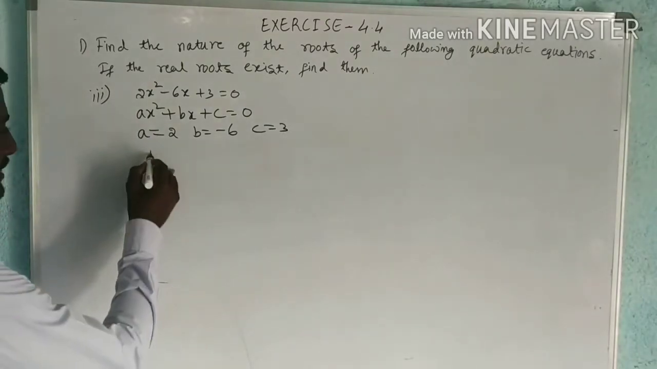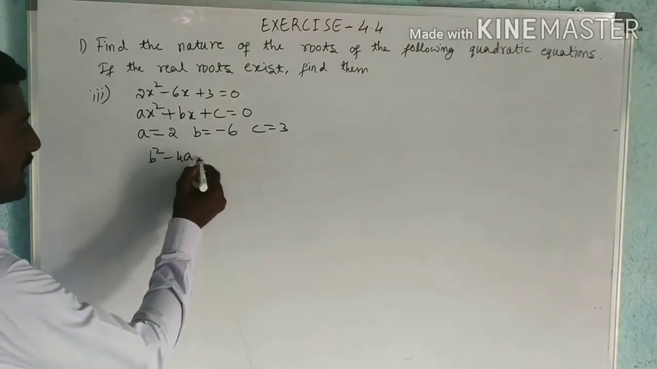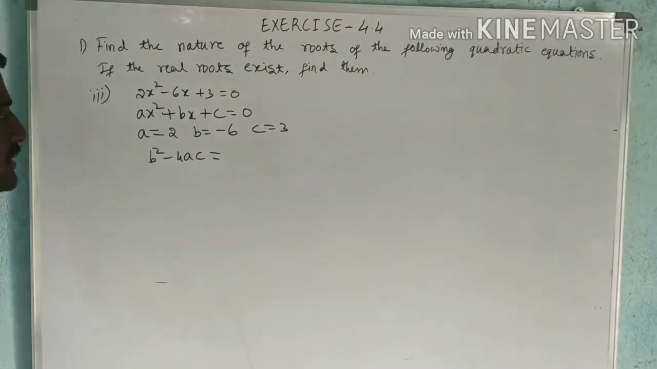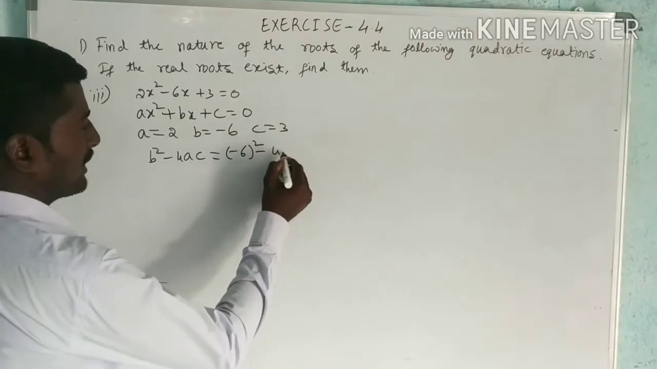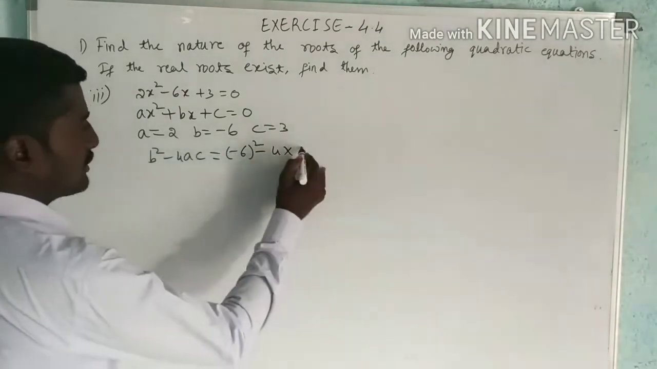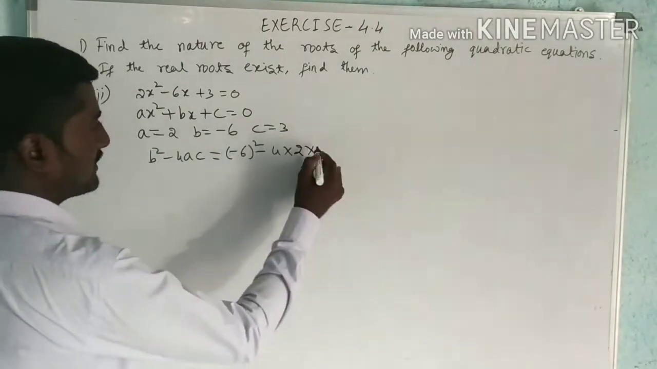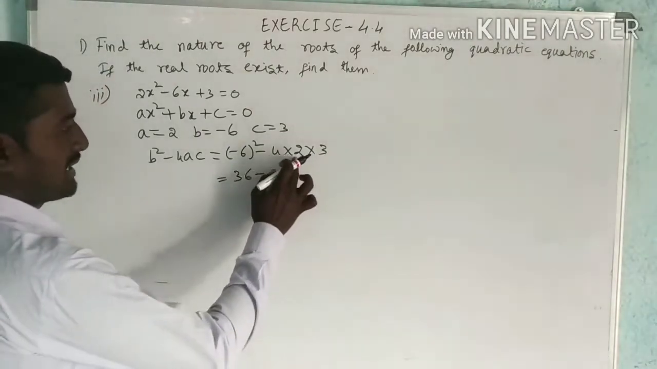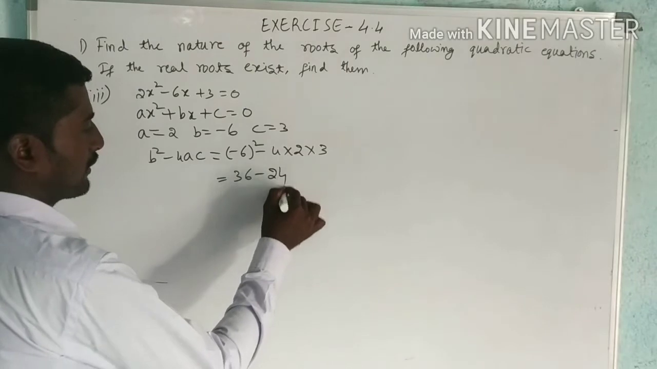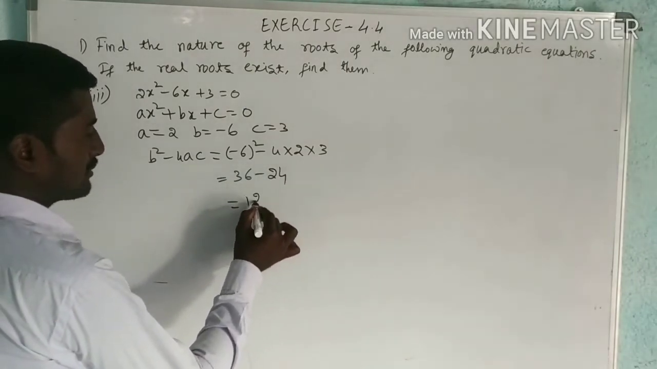Now the discriminant b² − 4ac is equal to, so b² that is (−6)² − 4 into a value, a is 2, into c is 3. So this is equal to 36 − 4 × 2 × 3, 8 threes are 24. Now I am getting this as 12.